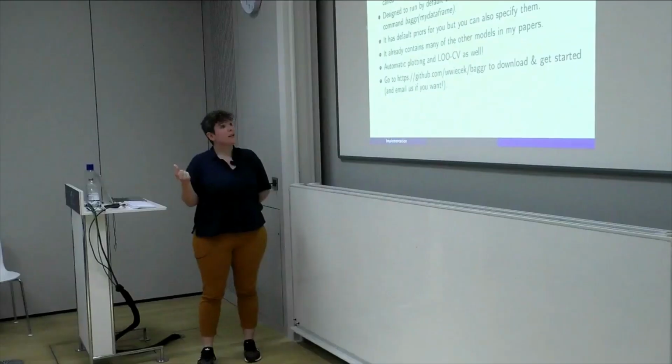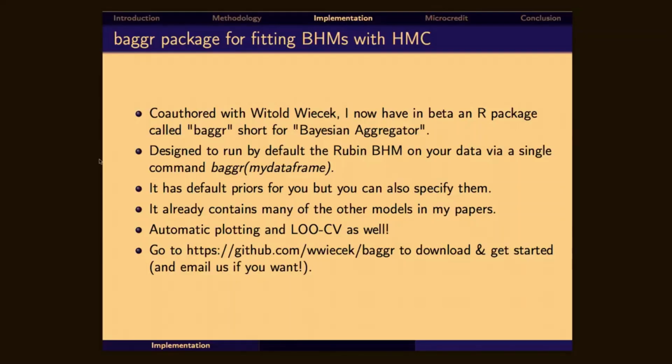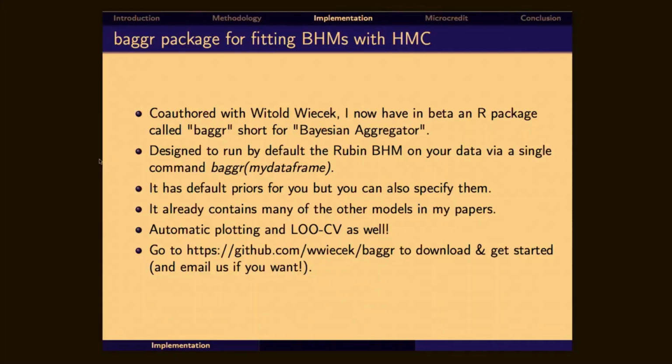Once you have that, out of the box, if you download, install and load Bagger, and then you put your estimated treatment effects and your standard errors into a data frame, and then you run the command bagger on that data frame, it will automatically fit the Rubin model for you, it will choose priors for you, and it will test the convergence. We also have automatic plotting and leave-one-out cross-validation already, and we have the other models as well. So if you go to the GitHub for Bagger, you can download it and get started.